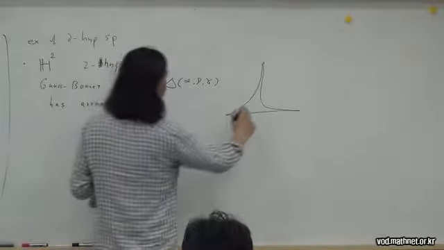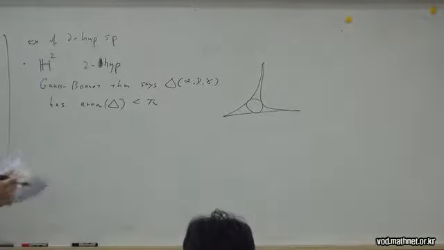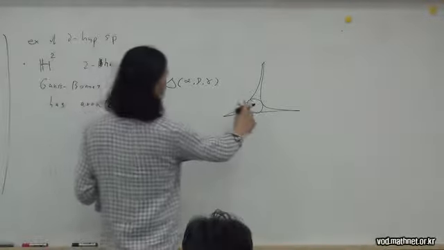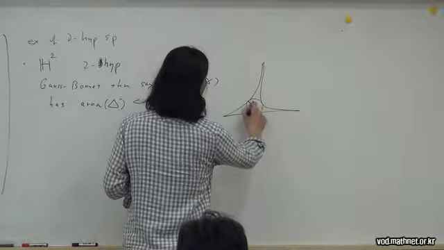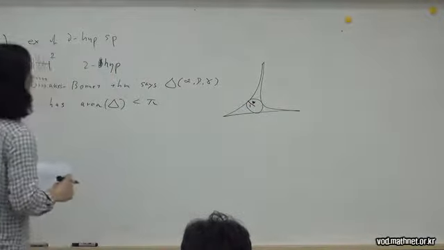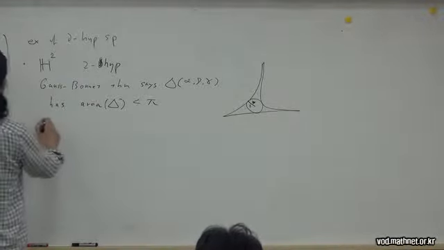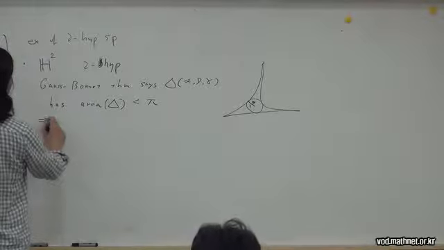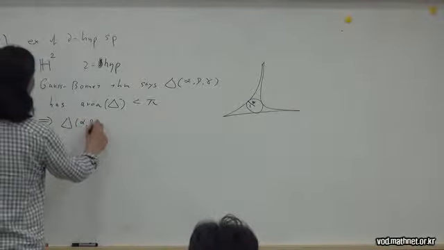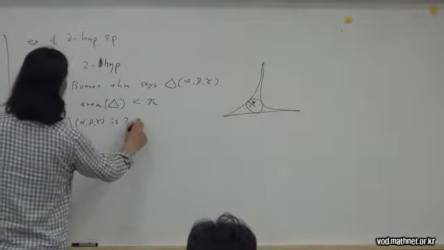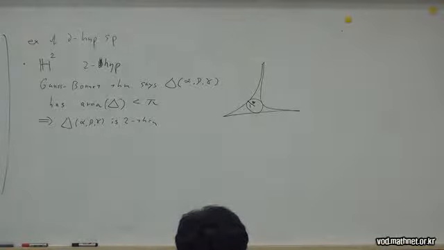So if you try to draw it in a ball, it can't be so large. It's uniformly bounded in size, and actually you can show that the diameter is at most 1. That's why I put 2 here. So this implies any triangle is, say, 2-thin. Therefore, H2 is 2-hyperbolic.